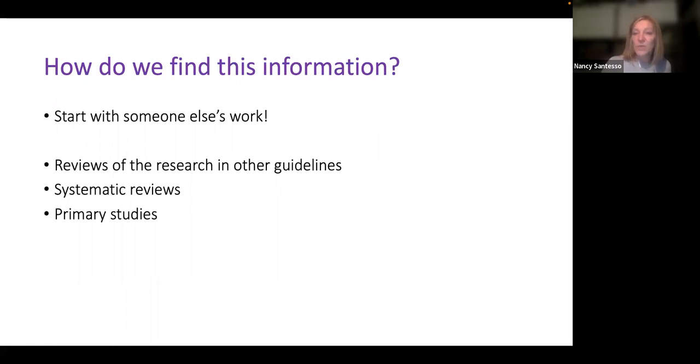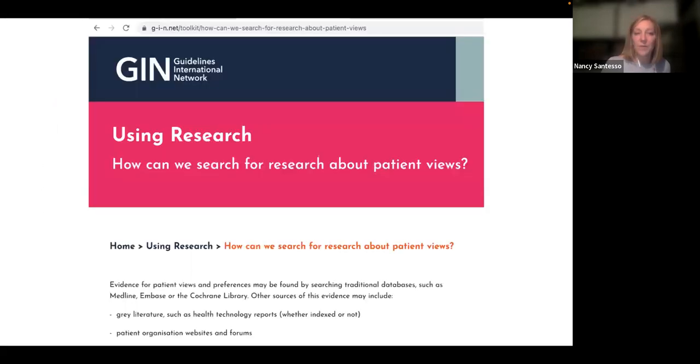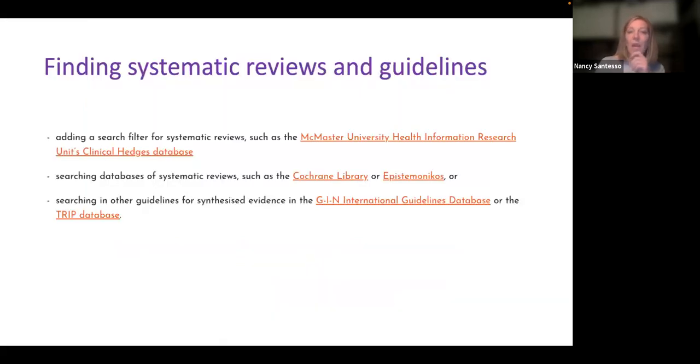Yes, reduce waste in research. So looking for someone else's work, absolutely. So in the GIN Public Toolkit, in that chapter, we do have a list of where you could go and how to find that literature. One of the places, as I have kept mentioning, is our traditional databases. Absolutely, PubMed, Embase, Medline.